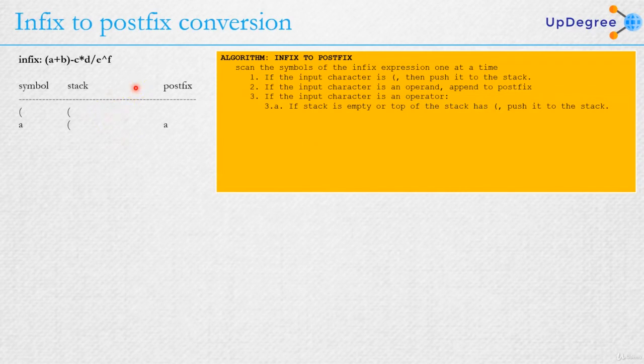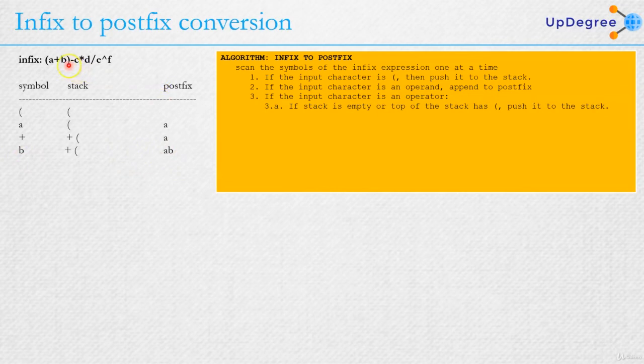So in this case, the stack top has a left parenthesis. So we are going to push the operator plus to the stack, and the postfix expression remains the same. All right. Next symbol to encounter would be B, which is an operand, and as our rule says, if it is an operand, we have to add it to postfix. So once we have scanned the symbol B, we are going to append it to the postfix.